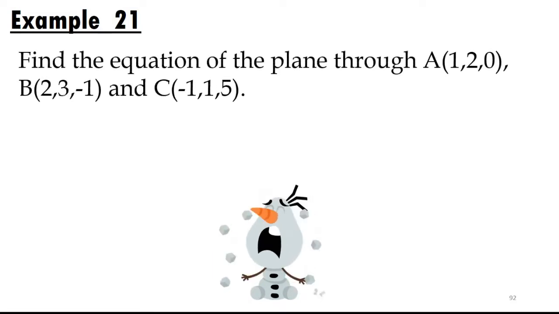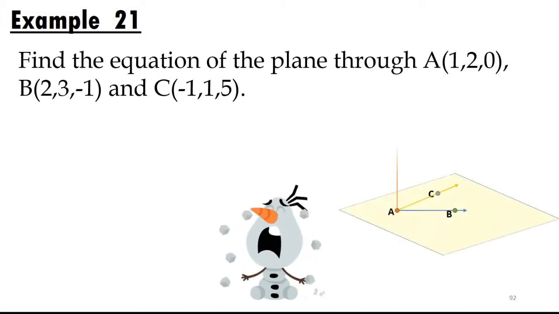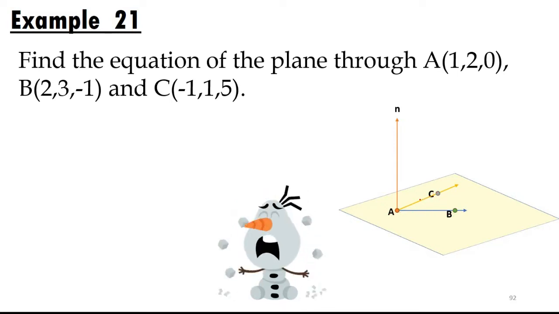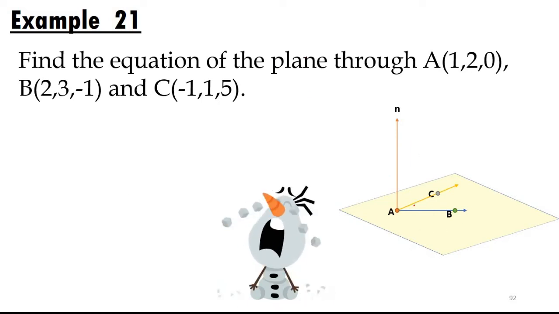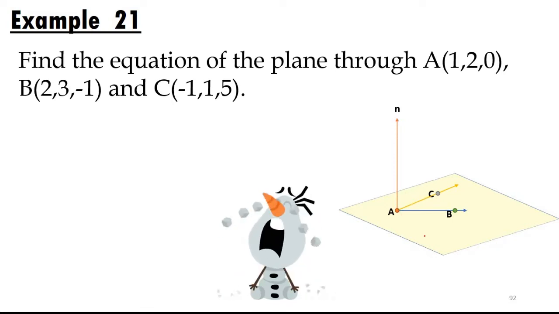Okay, so example 21. Find the equation of the plane through A, B and C. This one is the criteria number 2. You have 3 fixed points on plane. Okay, so like this, we have A, B and C, the points. And then we want to find out what is the equation of plane. So first of all, we have to find out what is the normal for that plane, sebab point awak dah ada.